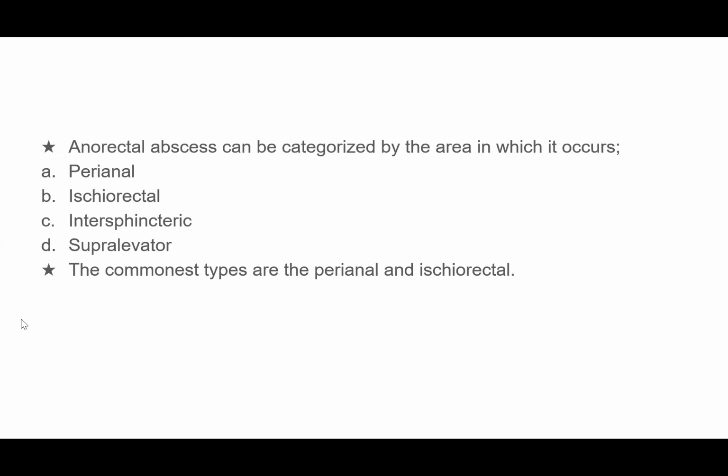So anorectal abscess, based on the pathology, can be categorized into perianal, ischiorectal, intersphincteric, and then supralevator. The commonest types are the perianal and the ischiorectal abscesses.